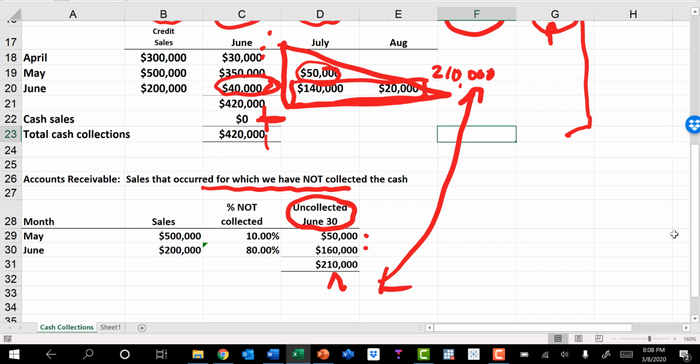And that should hopefully clarify a little bit on how to do the cash collection schedule. So anyway, I hope that helps, and I will see you in class.